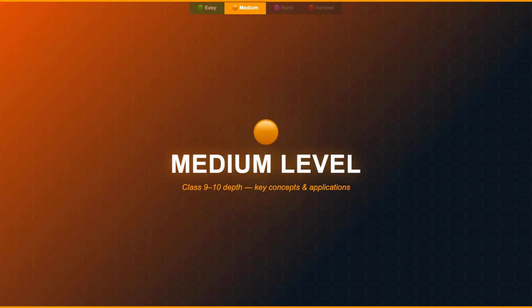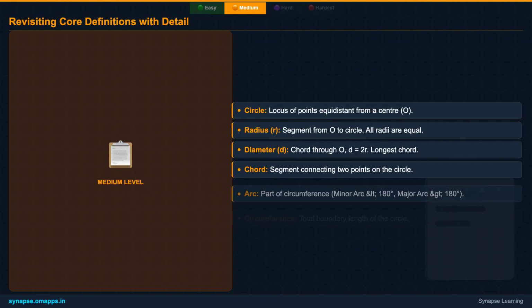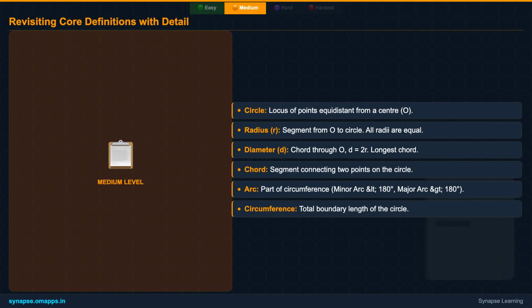Now, let's deepen our knowledge. In this medium section, we'll explore more complex parts and lines associated with a circle. Let's quickly recap our fundamental definitions, but with a bit more detail. Remember, the radius is the lifeline from the center to the edge, and all radii in a circle are equal. The diameter is simply twice the radius and is the longest possible chord. Chords cut across the circle, and arcs are just curved portions of its boundary. The circumference is the complete path around the circle, its total length.